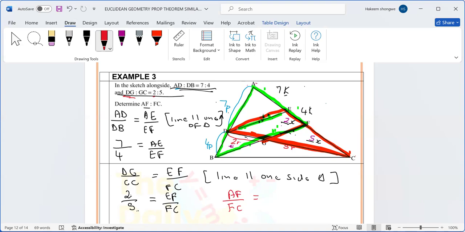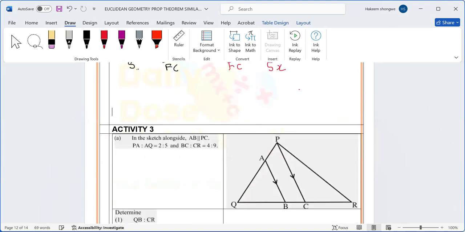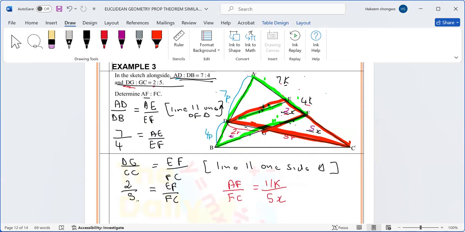So we have 11k all over FC. We don't have k here, but we do have 5x. But you can relate them. That's the problem, but they do have a relation. Who's relating them? It's EF, because EF has x, and it also has 4k. Then let's talk about the relation that these two have. So it's EF.